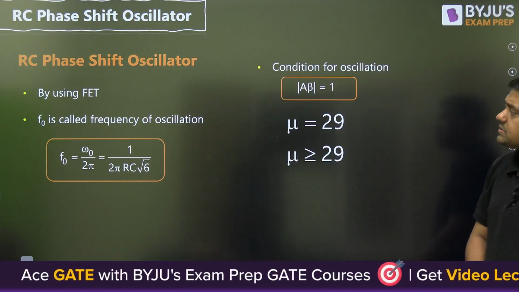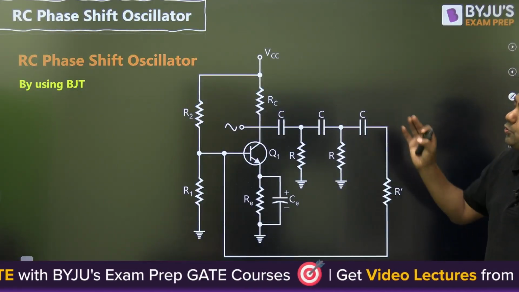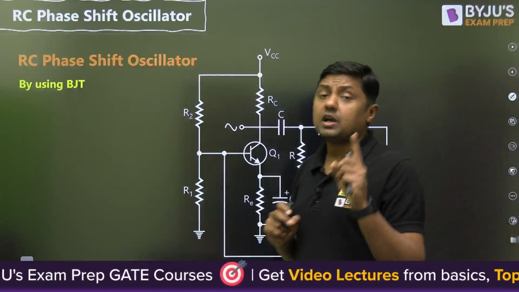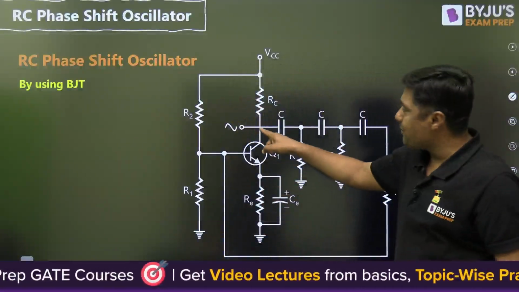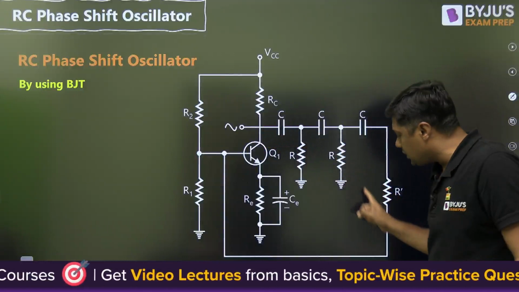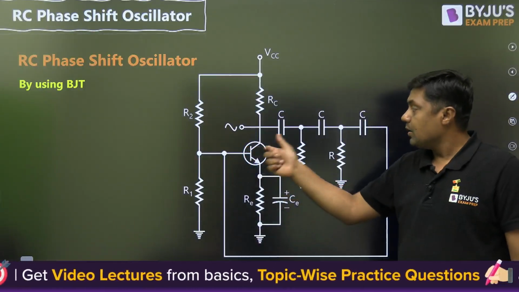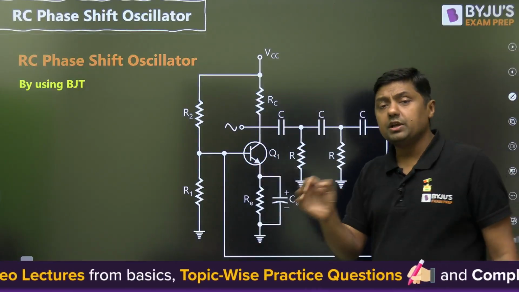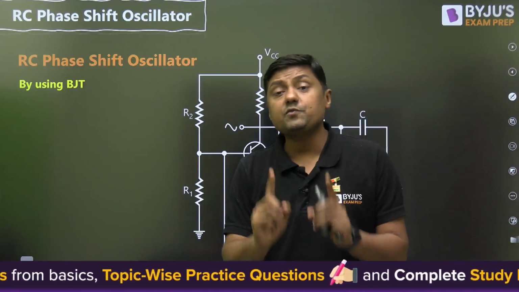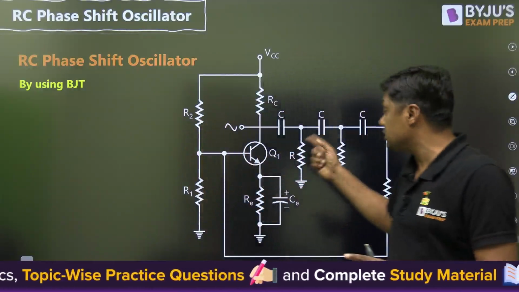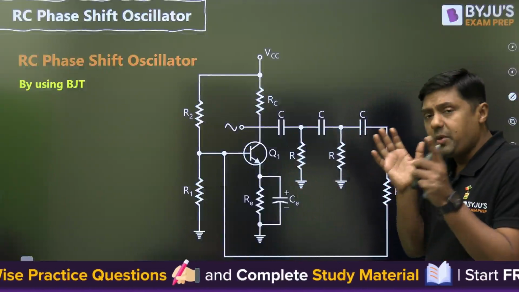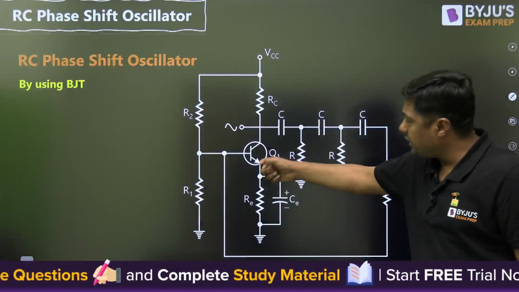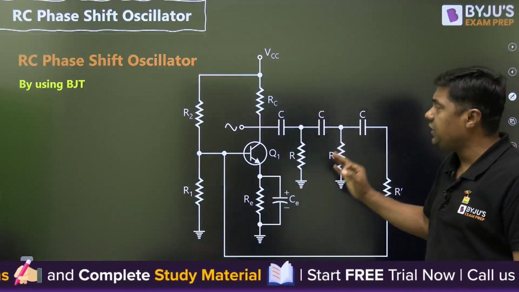Now, next is BJT. BJT is a current control device. That's why we are sampling the voltage at this point and we are mixing the current here. But it is a common emitter configuration. It will give 180 degree phase shift. This portion, the RC phase shift network, will give remaining 180 degree phase shift. 180 plus 180, 360 degree phase shift.